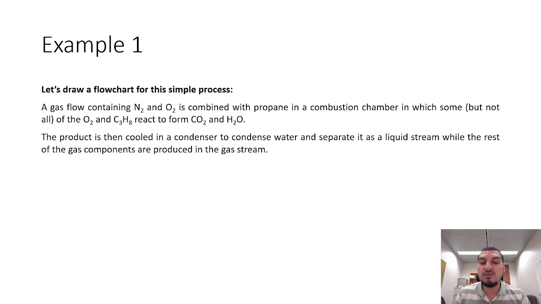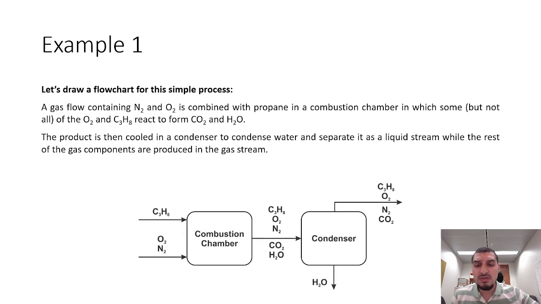So it seems that we have two units. One is the combustion chamber, and the other is the condenser. So this is what we have. We have two input streams to the combustion chamber. One is propane and the other is oxygen and nitrogen. And then the products will be all of these five components. I would expect that the propane and oxygen would be consumed and we'll have carbon dioxide and water as products, with nitrogen because it's not reacting.